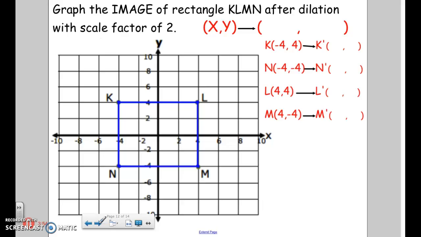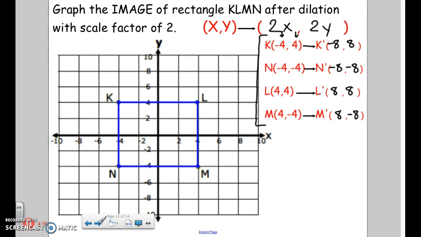Now we're going to actually graph the image once we find what the new points should be using the scale factor of 2. So if I know the scale factor, there's little work I have to do to get the rule. If my scale factor is 2, that means I have 2 times x and 2 times y. So I can apply this rule for all of these pre-image points, times everything by 2 on both sides. So I would have negative 8 and positive 8. Negative 8, negative 8. Positive 8, positive 8, positive 8, negative 8.